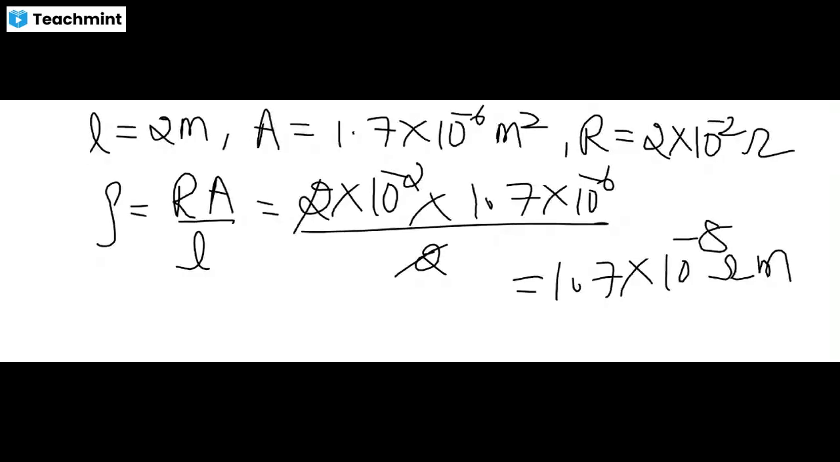Okay. The next one: a 6 ohm resistance wire is doubled up by folding.